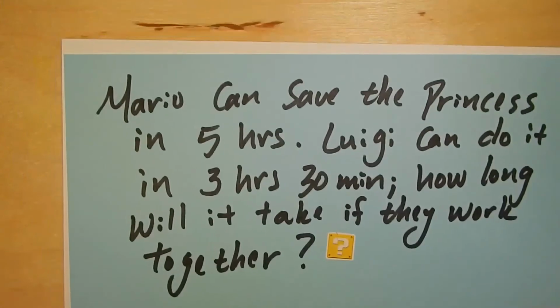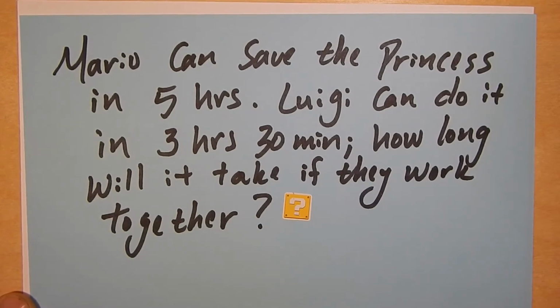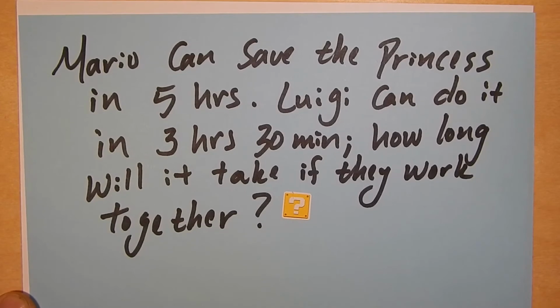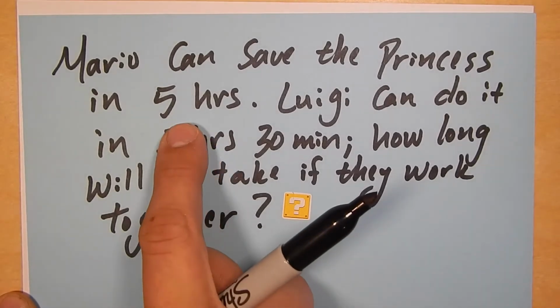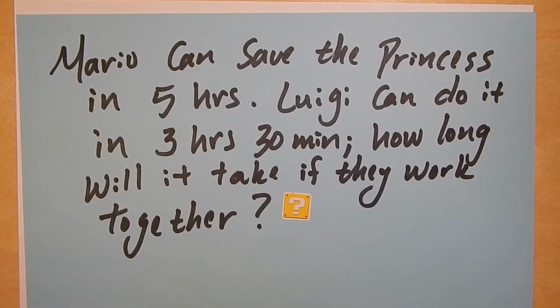All right, another example, and then we'll call this one good. Mario can save the princess in 5 hours. Luigi can do it in 3 hours and 30 minutes because Luigi's OP, if we're talking about Mario 2 here. So Mario can do it in 5 hours. Luigi can do it in 3 hours, 30 minutes. This is where it becomes a little bit trickier.